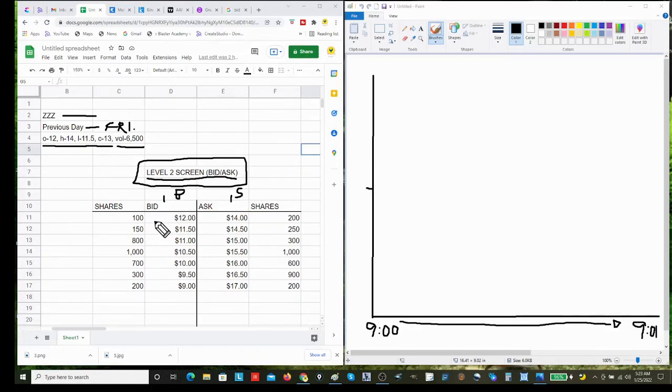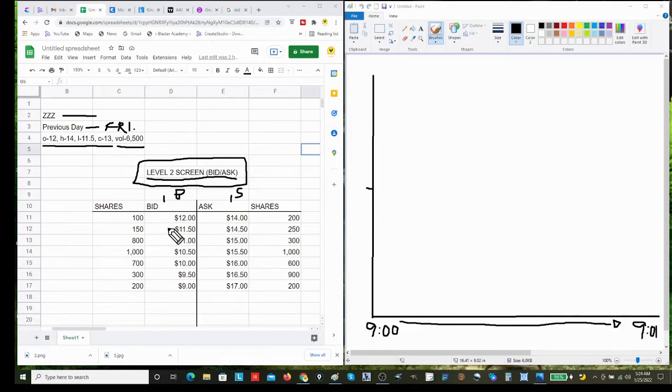How much are they willing to buy? How many shares are they willing to buy and at what price? Remember, this always goes downwards on the bid side. And on the seller side, the ask always goes higher. The last close was at $13, for example.